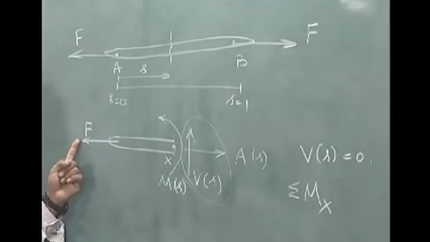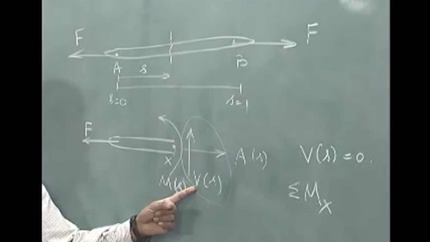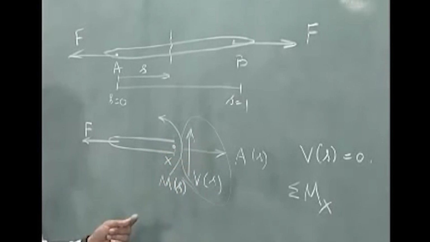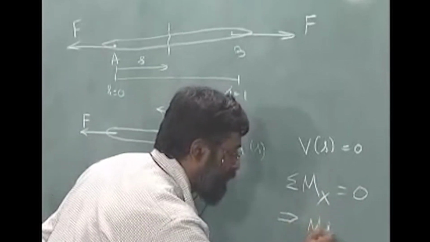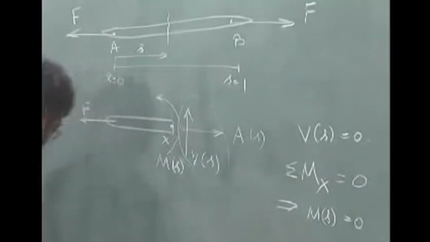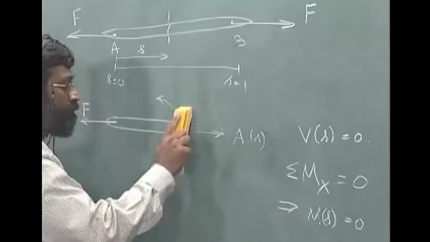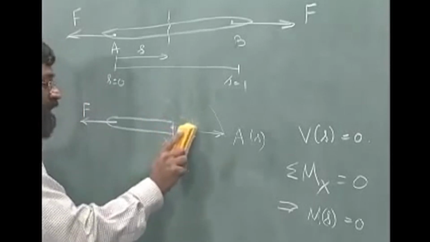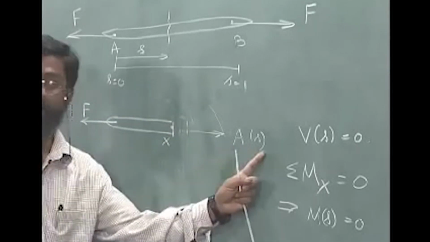notice F is not going to take part in the moment equation. A and V, by the very fact that they are acting at this particular point, will not take part, which means I will have only M of S available there. Sum of moments equal to 0 implies M of S is equal to 0. This automatically means I do not have the shear force, I do not have bending moment as internal forces in this member. The only one that is acting is A of S.